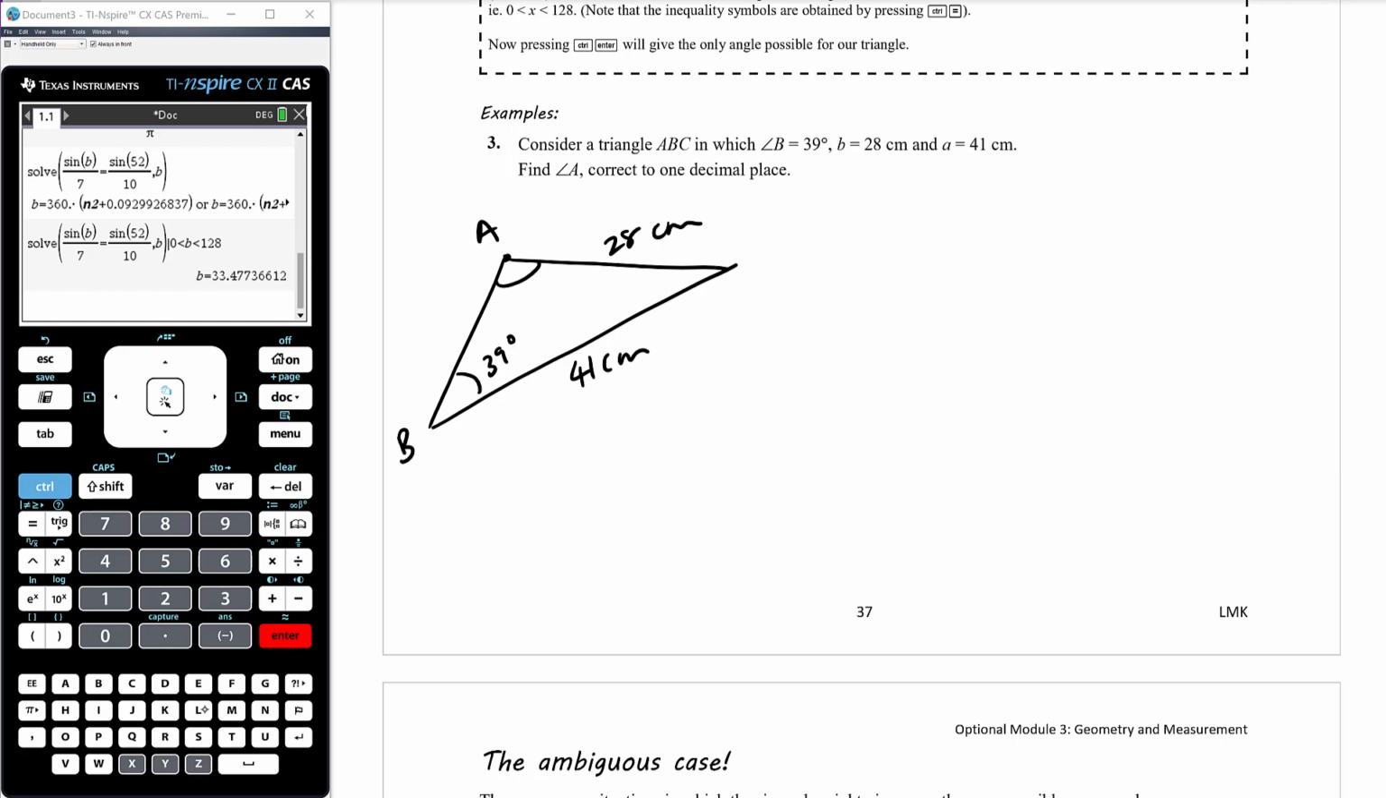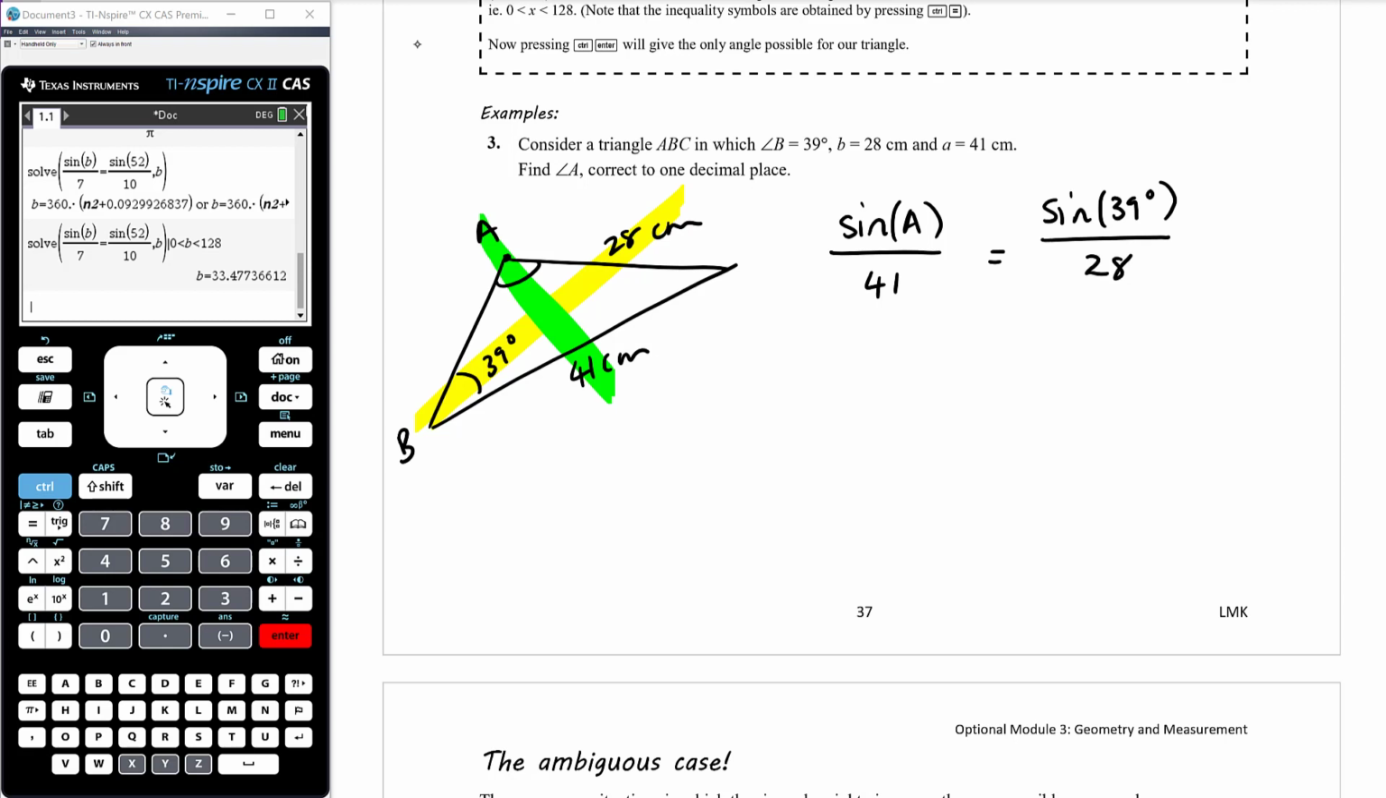Find angle A. Again, we've got that important combination for the sine rule where we know an angle and its opposite side length, and we are going to try and find the angle opposite the side length that we have been given. So you want to set it up. Angle unknown, I always put the unknown on the top left, so sine of A divided by the side length opposite it will be equal to sine of the angle that we know, 39 degrees, divided by the side length opposite it.